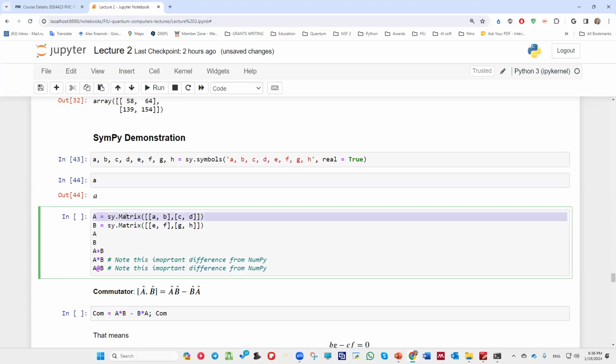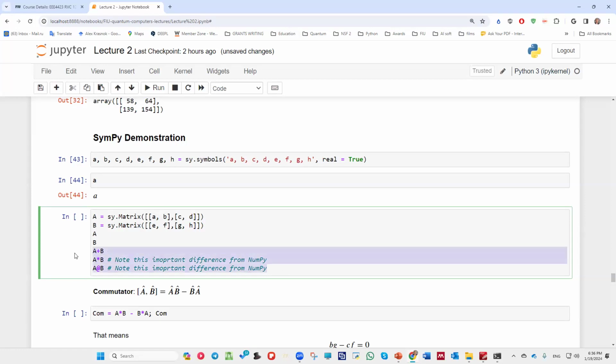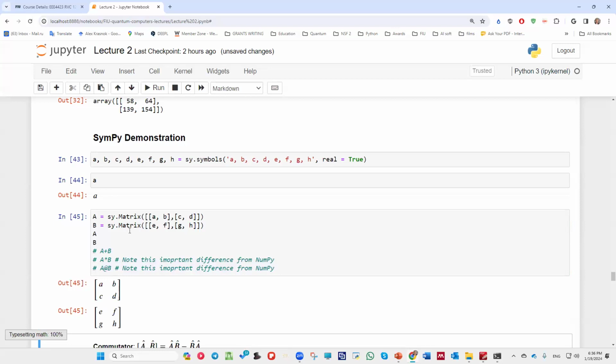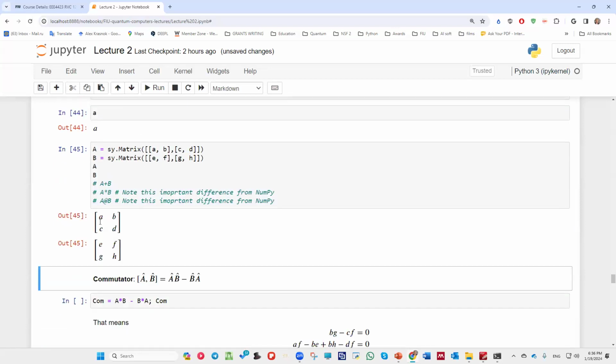And given the symbols set A, B, C, D, E, F, G, H, I can create these two matrices, A and B. So now I type SymPy Matrix with capital M, and then create this matrix the same way as in NumPy. So the syntax here is the same. And then I ask to print A and B, and now you see how this matrix is nicely represented in the way we used to when you write formulas in articles, papers.